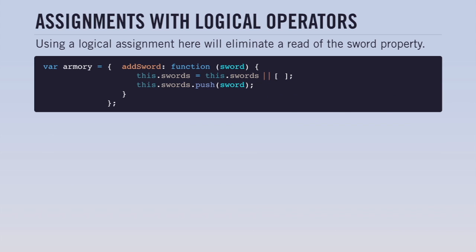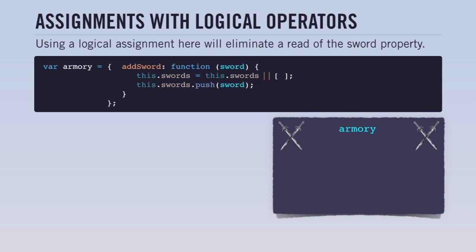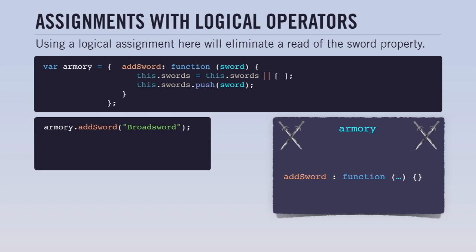So now we're going to take a look and see what happens when we try to use our add sword function with its logical assignment. So we'll scoot our little armory object in here. It's got our add sword function at the bottom, right? No swords property yet. So now we call the add sword method using the broadsword, trying to pass the broadsword into the list. So our logical assignment triggers. It looks to see if this.swords is there, and it is not. And since it's not, we'll take a brand new, fresh, clean, empty array and pass it to the this.swords property, which will be created on the fly.